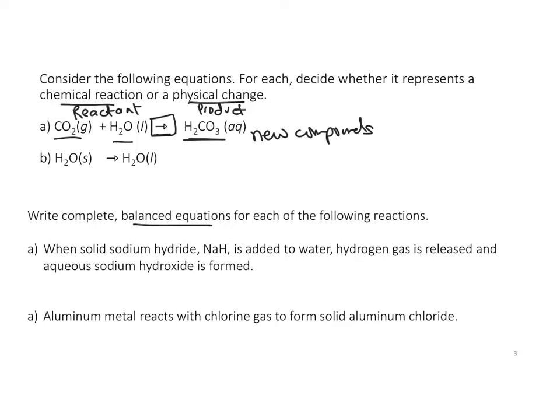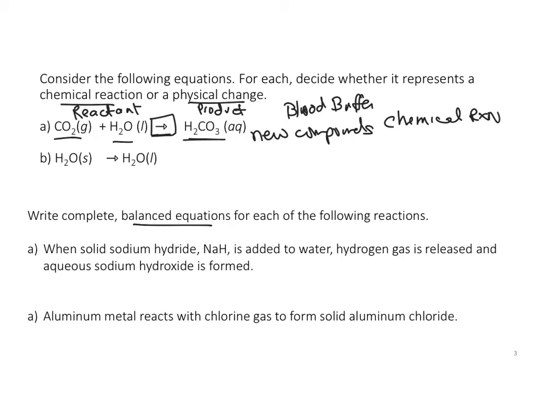And these new compounds have different physical properties. So carbonic acid here is your blood buffer. It's what keeps your blood at 7.2 pH, which is very different than water. So this is a chemical reaction.